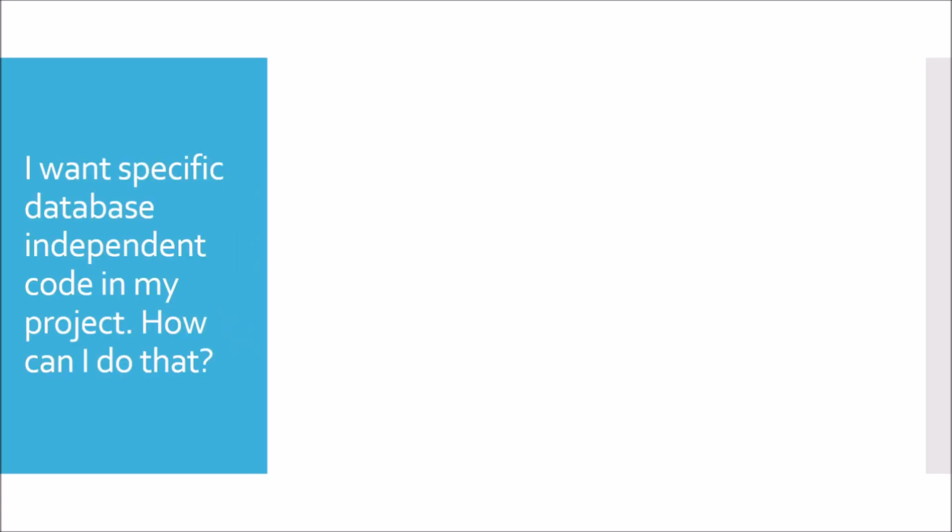I want specific database independent code in my project. How can I do that? This is indirectly related to the concept of Hibernate, why we use Hibernate, what is Hibernate. So, if you want database independent code in your project, you can use any ORM framework like Hibernate, iBatis. Now, the use of the ORM framework like Hibernate and iBatis depends upon your business use case. But more or less, Hibernate is a very popular ORM framework.